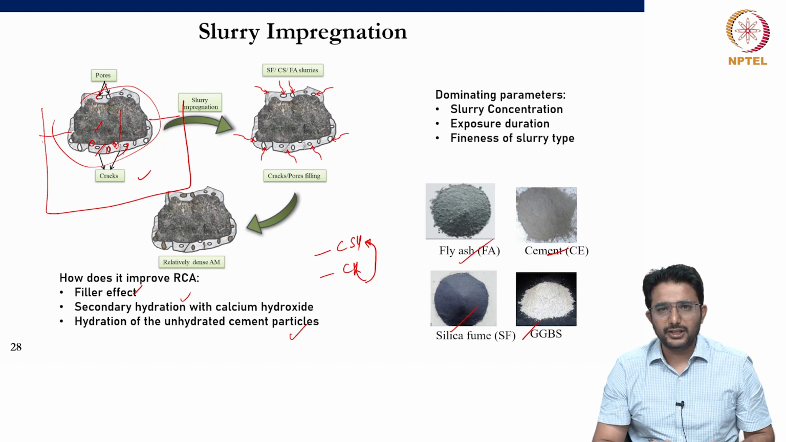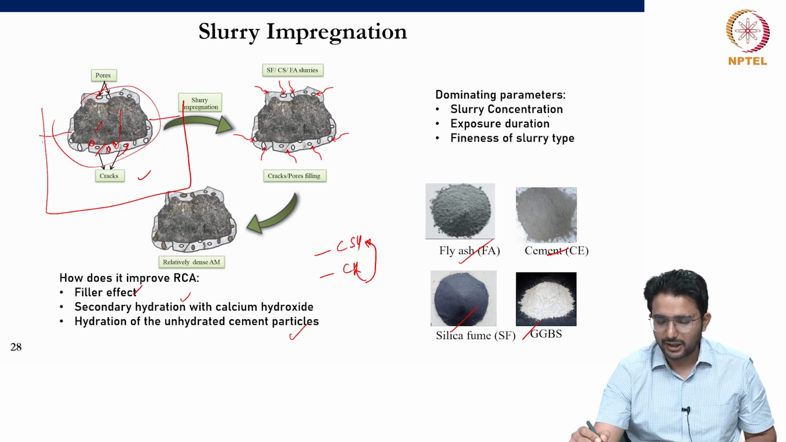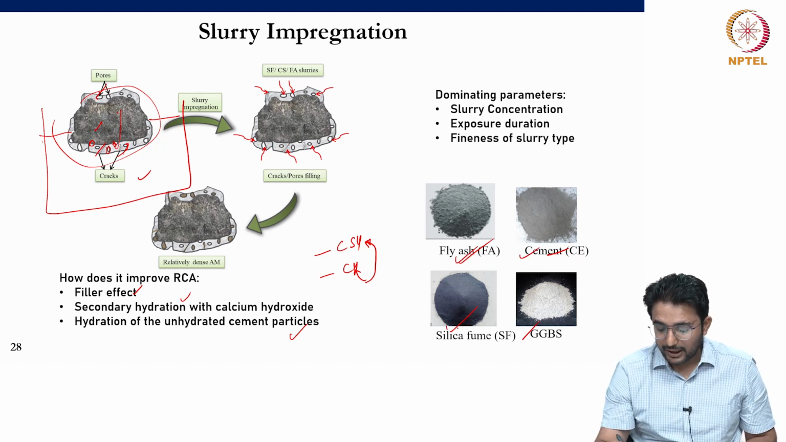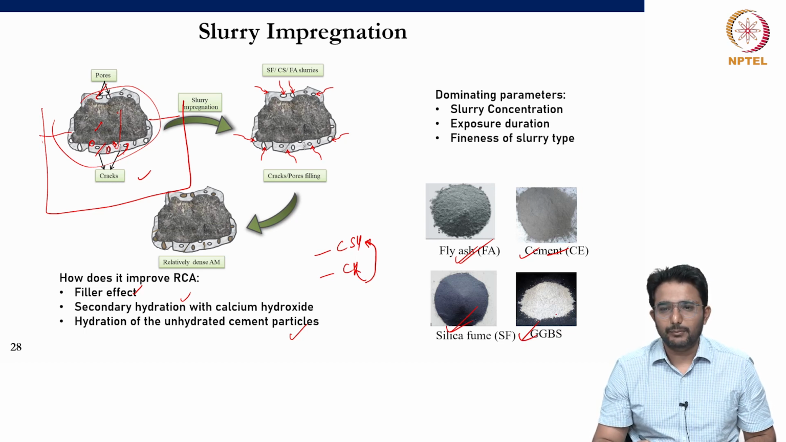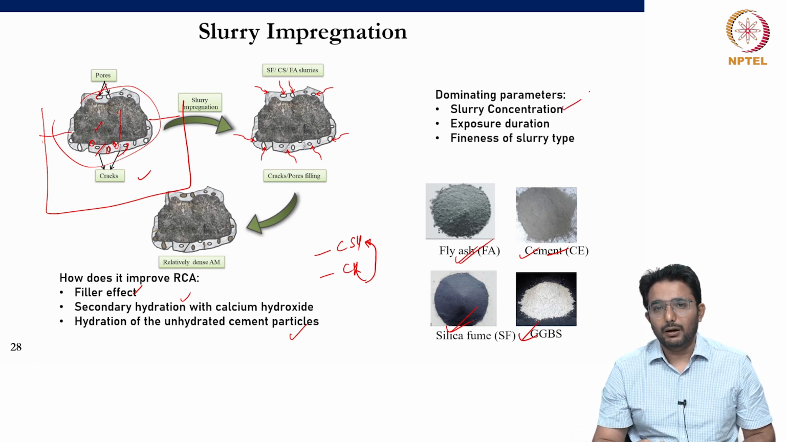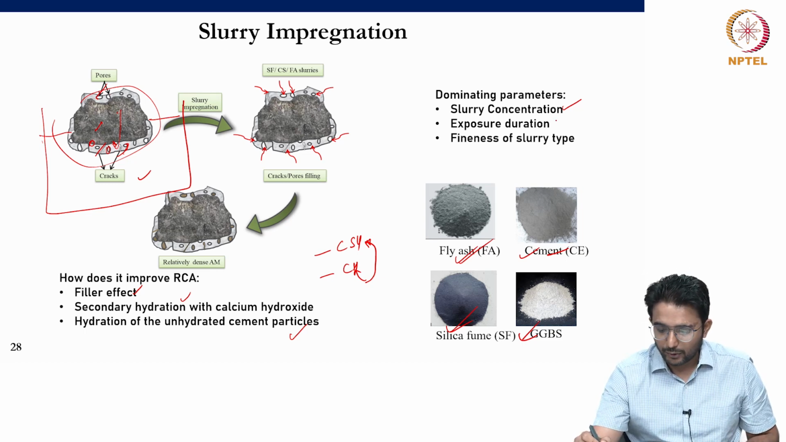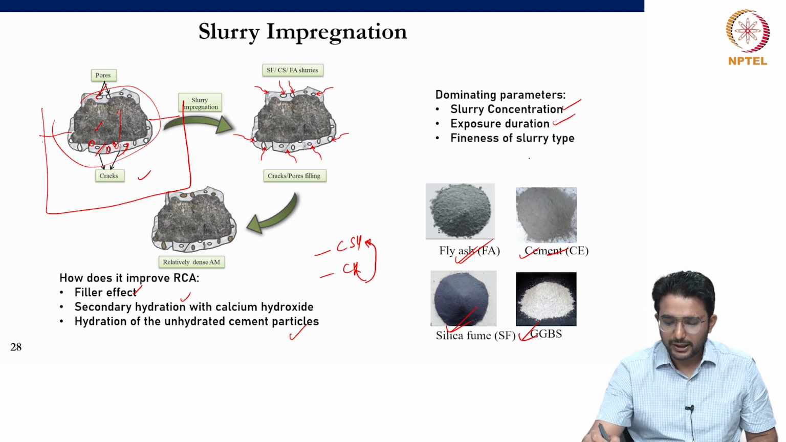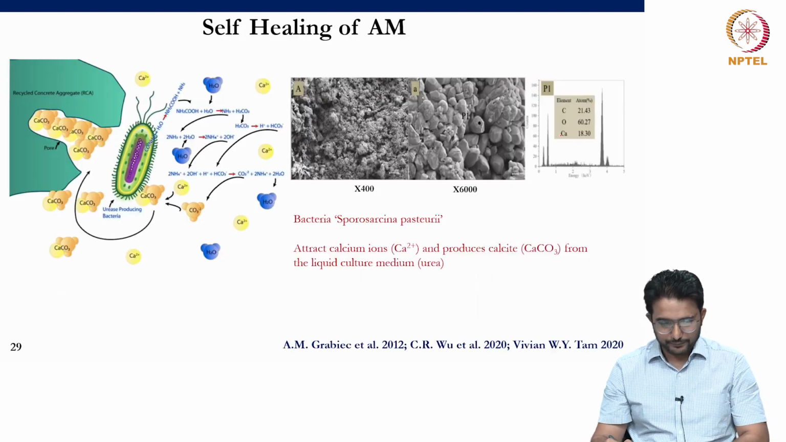However, this technique depends upon numerous parameters, for example which material we are using. Literature shows that when microsilica is used, it is able to reduce the pores by more than 50%. Similarly, it depends upon the concentration of the slurry, how much of the material we are adding, then upon the total soaking duration, and obviously the fineness of the slurry.